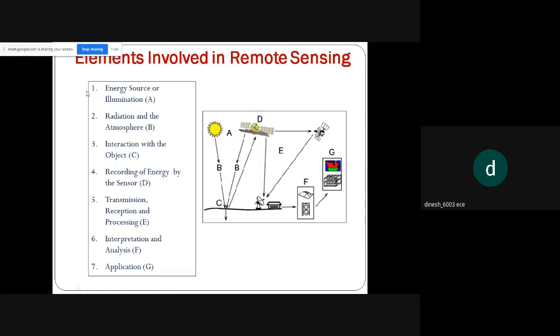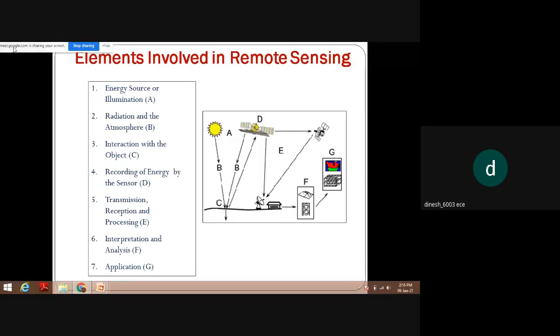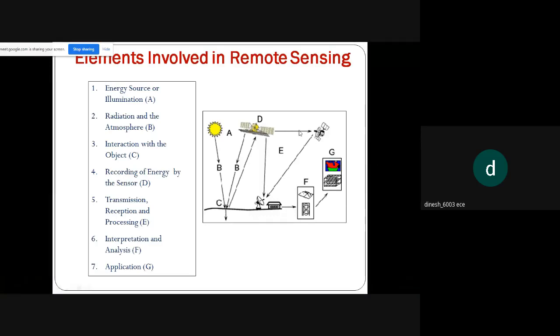Okay, you can see the elements involved in remote sensing. First is the energy source, which is A, used as illumination. Then we have the radiation and the atmosphere, which is B. Then we have the interaction with the object, that is, the geographical area or point or location that we want to observe. Then recording of the energy by the sensor.